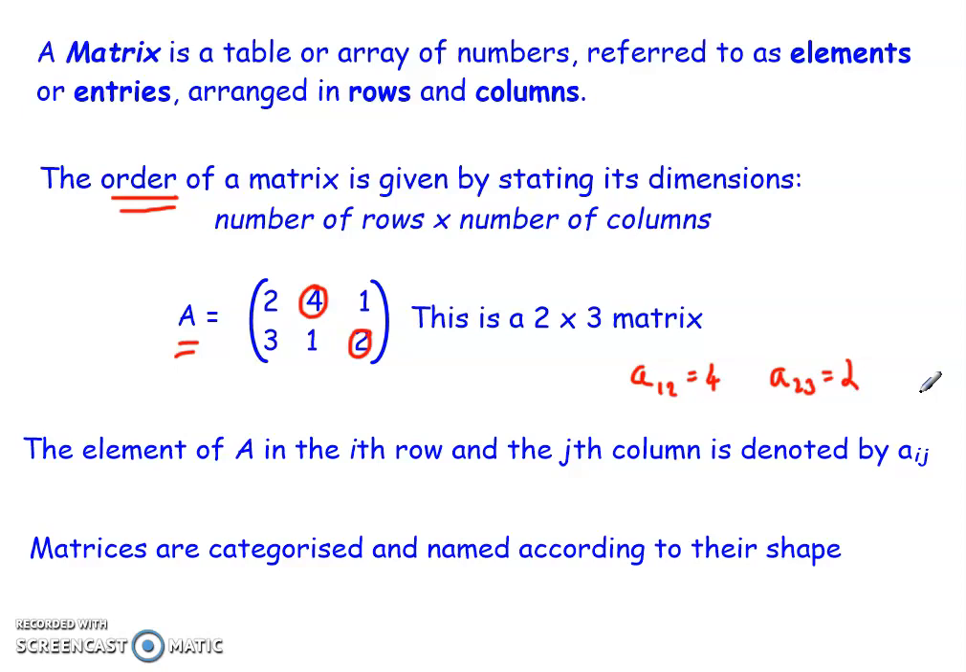And matrices are categorized and named according to their shape. So we can have various shapes. I've got a 2 by 3 there, I can have a 1 by 2, I can have a 3 by 1. It all depends on the amount of elements that are in it, and we can categorize the matrices according to these.